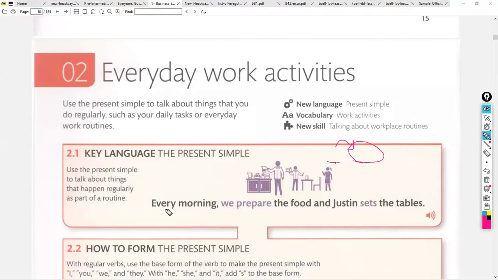This is the example. Every morning, we prepare the food and Justin sets the table. Be careful, because we is the pronoun, so I have to add nothing at the end of the verb. But Justin is a singular noun, like he. So this is why I added what?